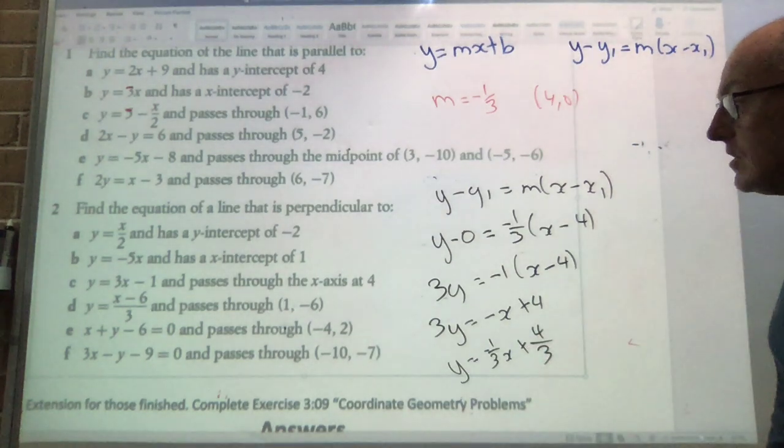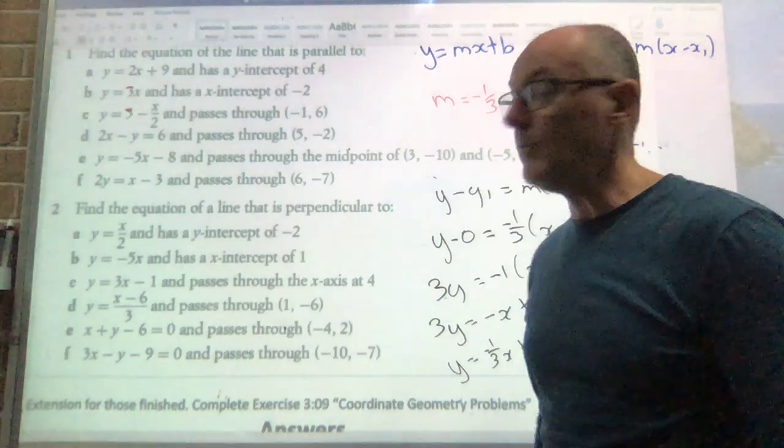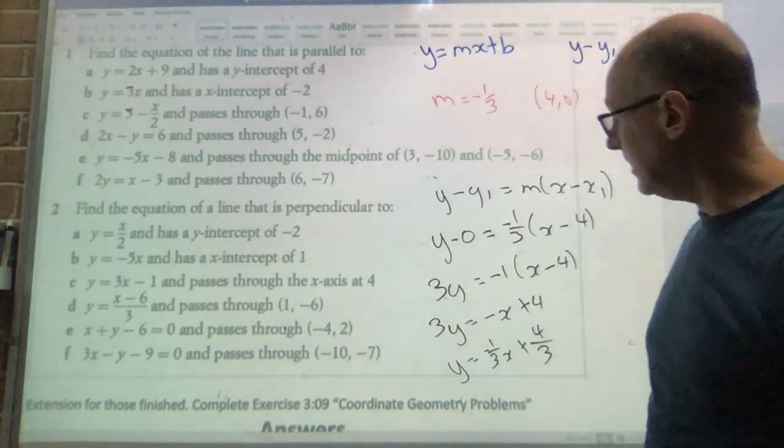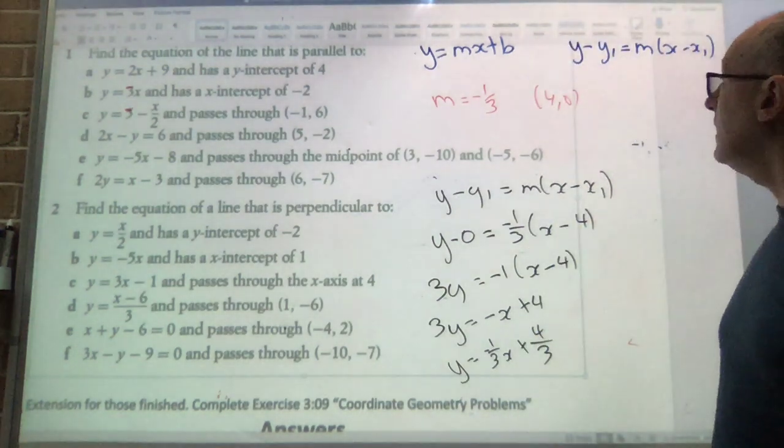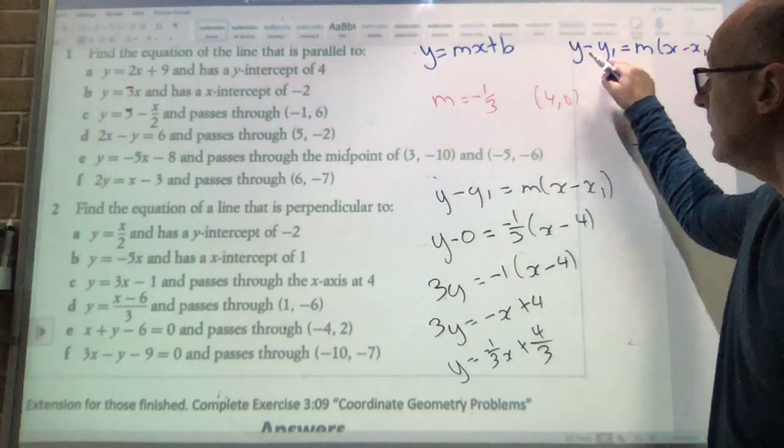So that hopefully will get you started, and you can hopefully finish off the rest, or try to do some of those questions. But yeah, there's a lot of working in there. Remember the two formulas, they come up a lot.